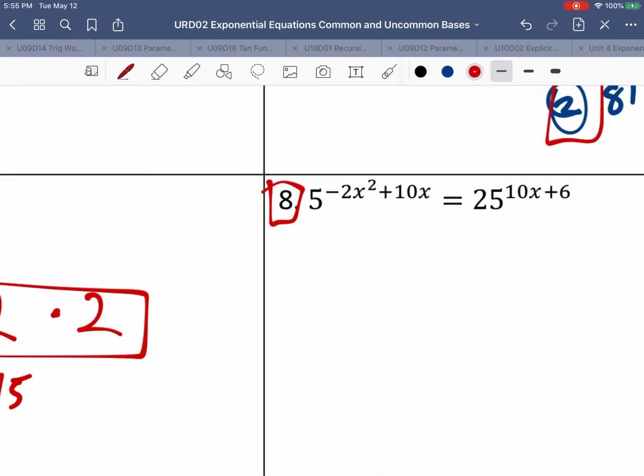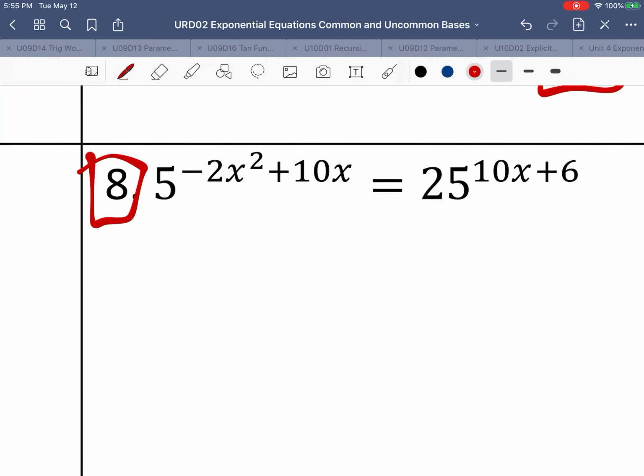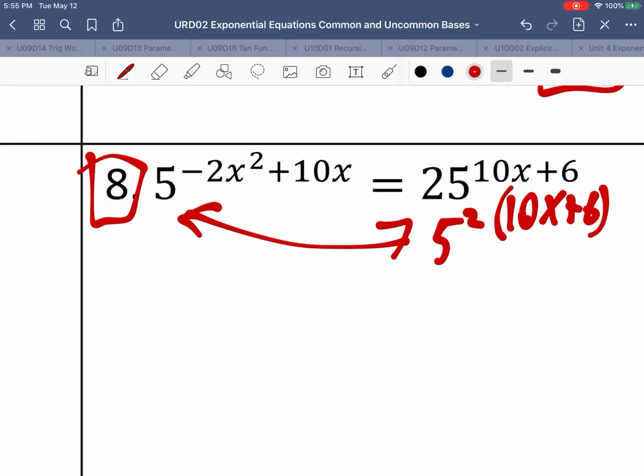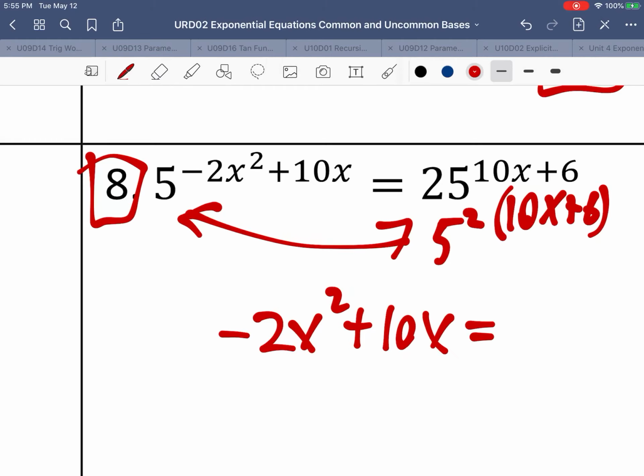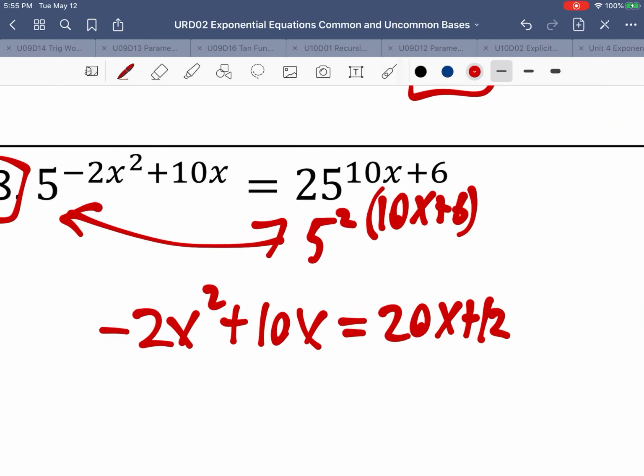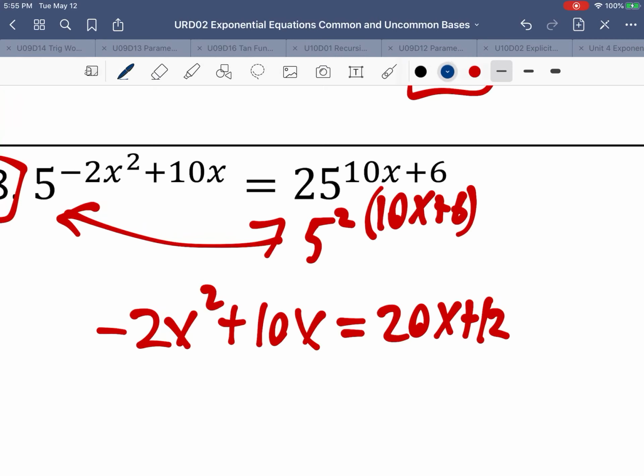And number 8 is very similar. We're just going to change 25 here into 5 squared, and this is going to become a different exponent. Now, we don't need to change the one on the left because they both have a common base now of 5, so we're just going to solve the exponents. So negative 2x squared plus 10x equals 20x plus 12. Now this is a quadratic equation, so the reason these are here is to remind you of how to solve quadratics.